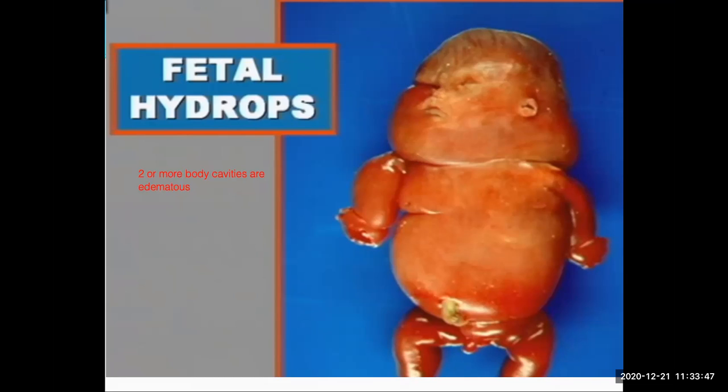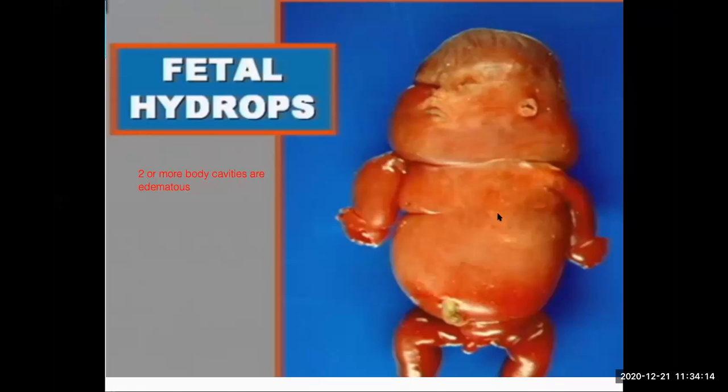Now, listen again. What is the cause of this fetal hydrops? The cause is severe anemia. The severe anemia, which is produced by this hemolytic disease, is the cause of fetal hydrops. Because severe anemia will lead to heart failure. Heart failure will lead to edema all over the body. And this is known as fetal hydrops.